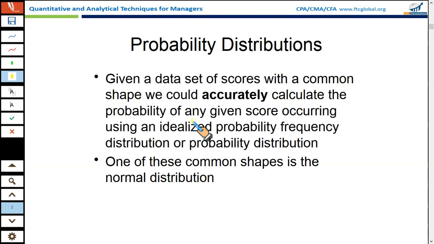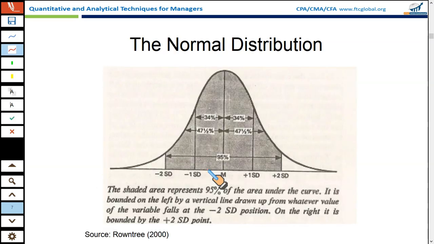And that's exactly what the slide says. Given a data set of scores with a common shape, we could accurately calculate the probability of any given score occurring using an idealized probability frequency distribution or probability distribution. So one of these common shapes we just discussed is the normal distribution. So here we go. This is the normal distribution curve, what you call the bell-shaped curve, and this is a fundamental idea in statistics that will help us understand how data behaves in real life.